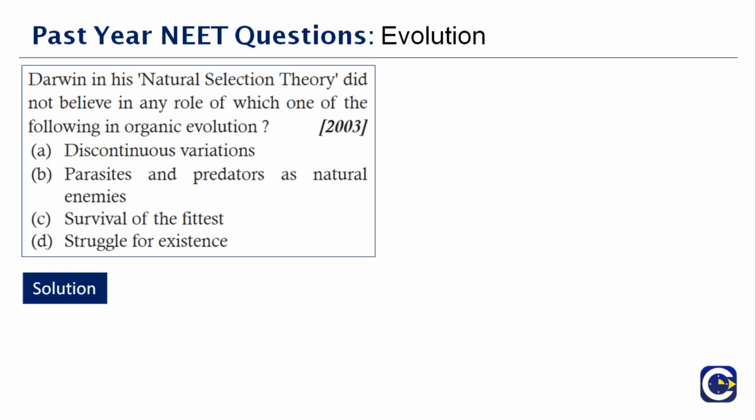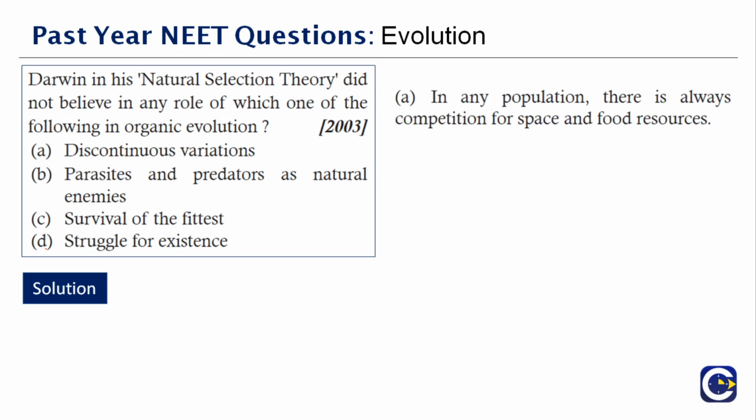So now, Darwin's natural selection theory did not believe in any role of which one of the following in organic evolution? If you see, they speak about discontinuous variations. In any population, there is competition for space and food resources.